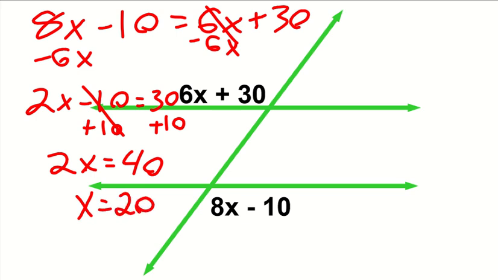Now, sometimes they ask for the measure of an angle, right? We didn't do any of these yesterday, but if they ask for the measure of the angle, that means you take whatever you get for x and you got to plug it in to the angle it's asking for. Okay, so we would do 8 times 20, that's 160, minus 10, 150. Everybody good with that? We'll do maybe a couple more like that on Monday.